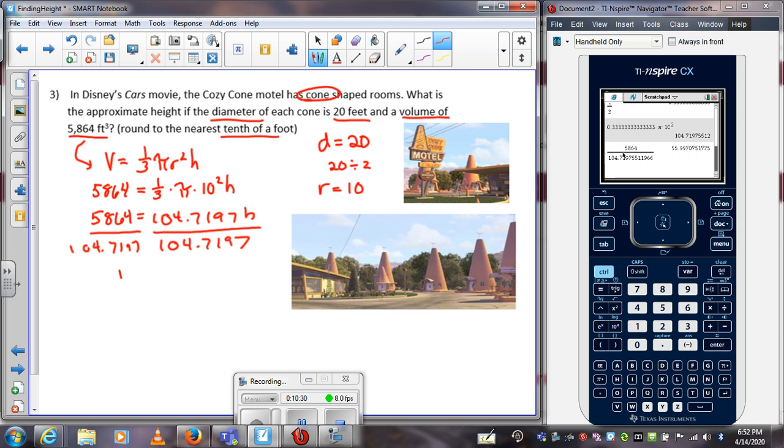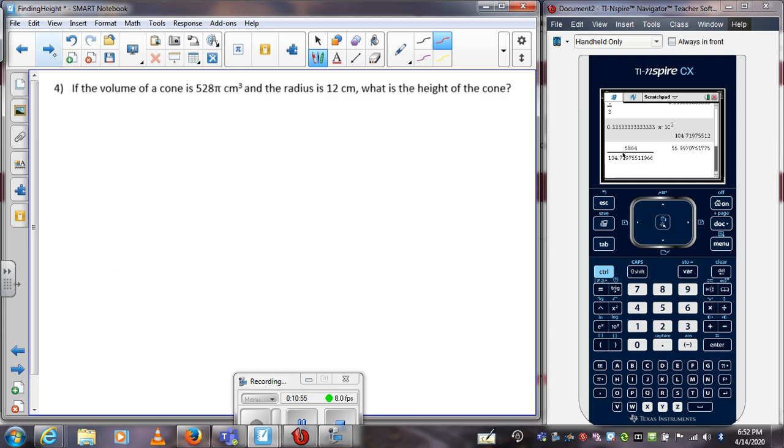So h is equal to, or actually approximately, 55.99. So if I'm rounding here, this 9 is 5 or more, I have to raise the score. So h is approximately 56.0 feet. All right, let's try another.